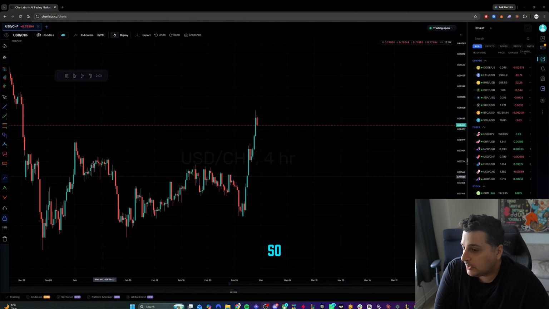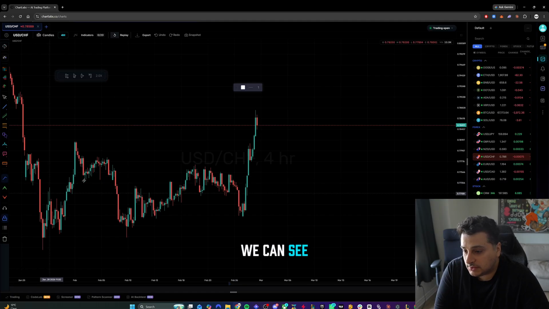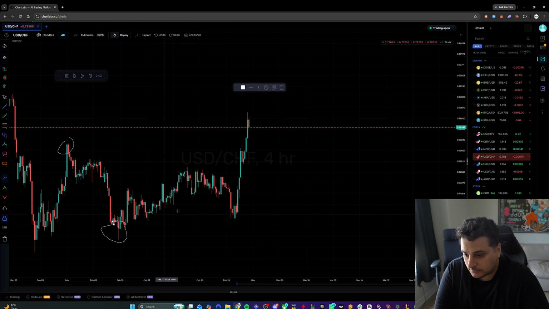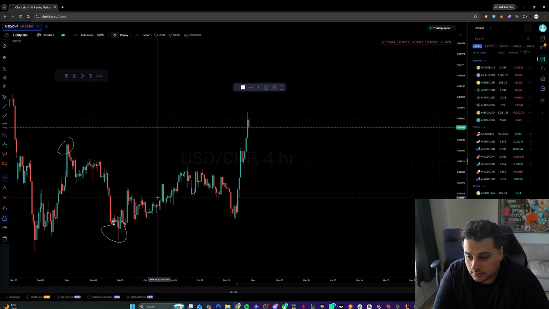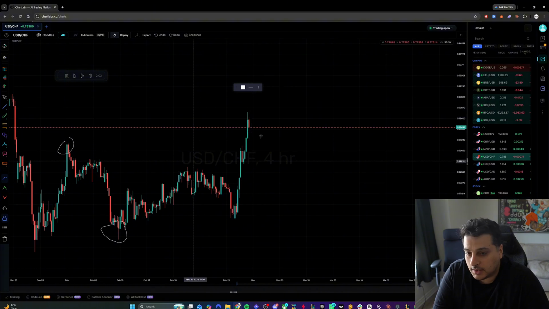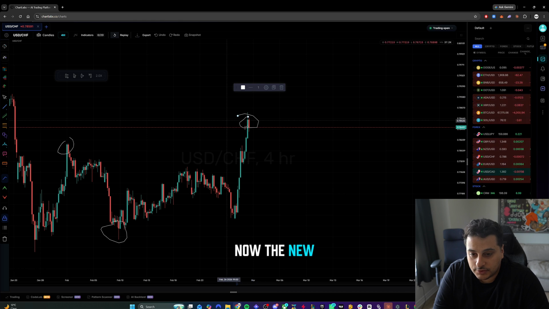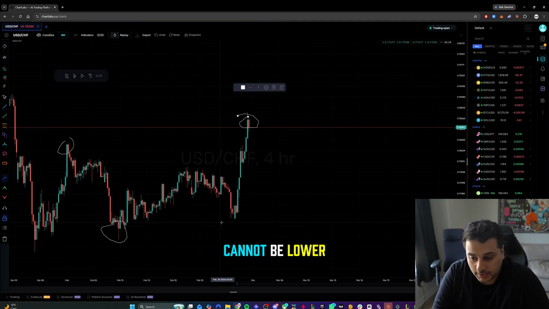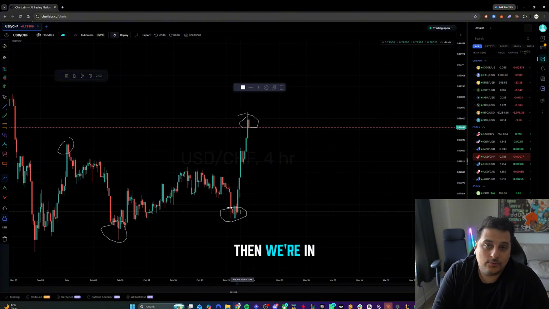But how do we know if we're in an uptrend or downtrend in the current time, right? Very simple, guys. The first thing you're going to do is mark your last high and your last low. So over here, we can see very clearly, this is our last high. This is our last low right here. Now, did the price currently stay between that low and high, or is the price higher than that high? So right now we can see the price is higher than that high. So this high got broken, which basically means that this is now the new high. So now all we're looking to do here is wait for a new low. And that low cannot be lower than this low. So if this low gets broken, then we're in a bearish market.